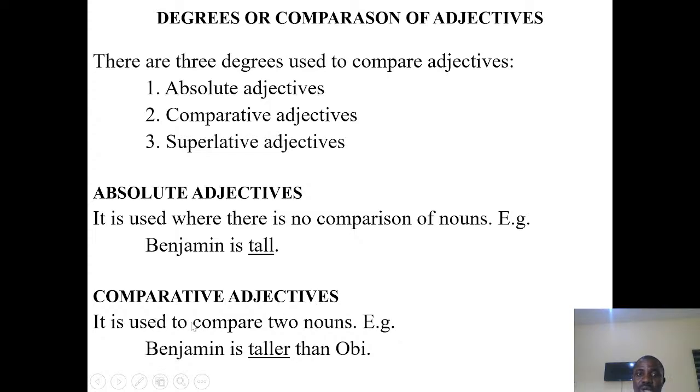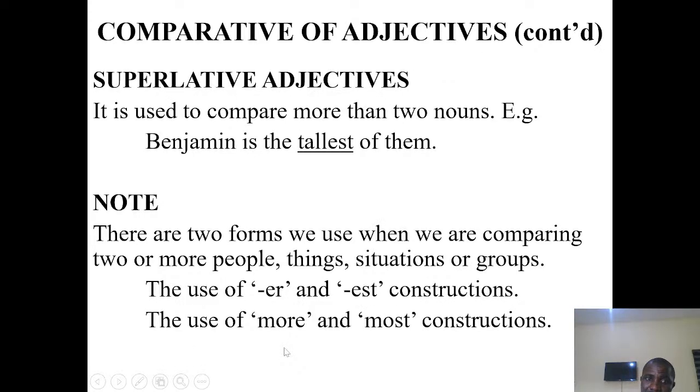Comparative adjective is used to compare two nouns. Benjamin is taller than Obi. Look at it, taller. Because there is Benjamin, there is Obi, we are now comparing two nouns. So that is why we use comparative and superlative. Benjamin is the tallest of them, the tallest of all, more than two.